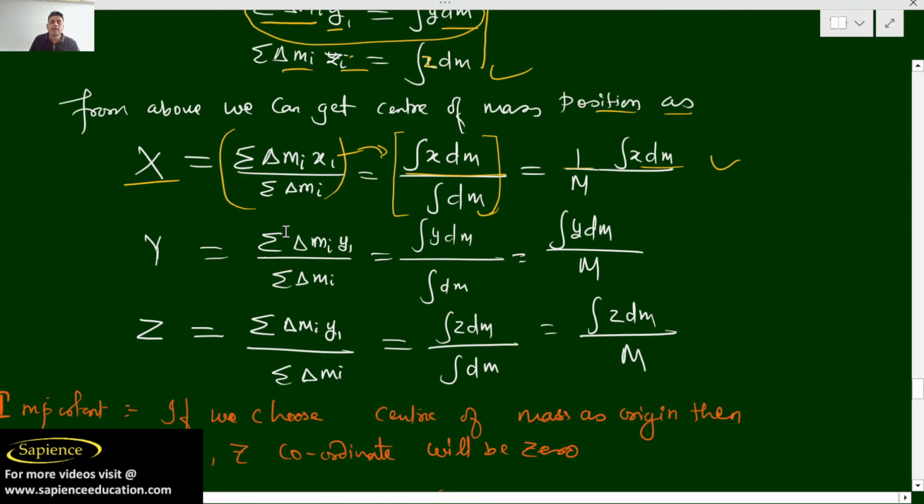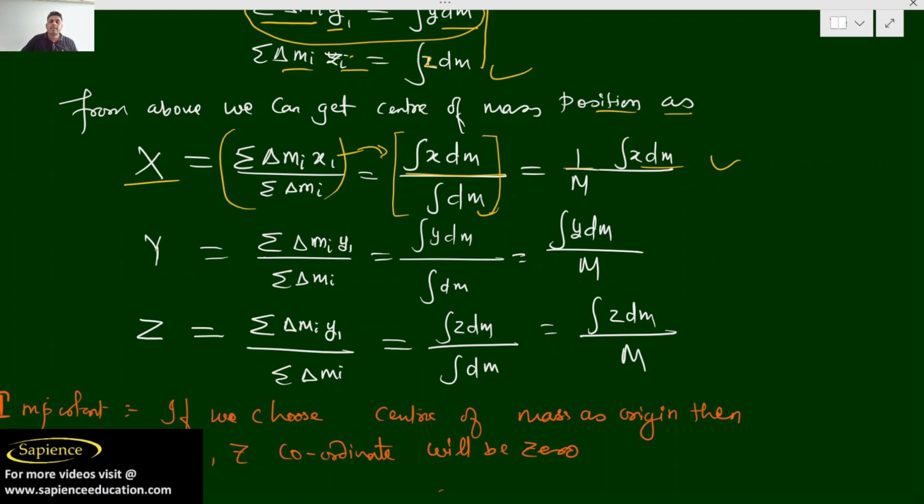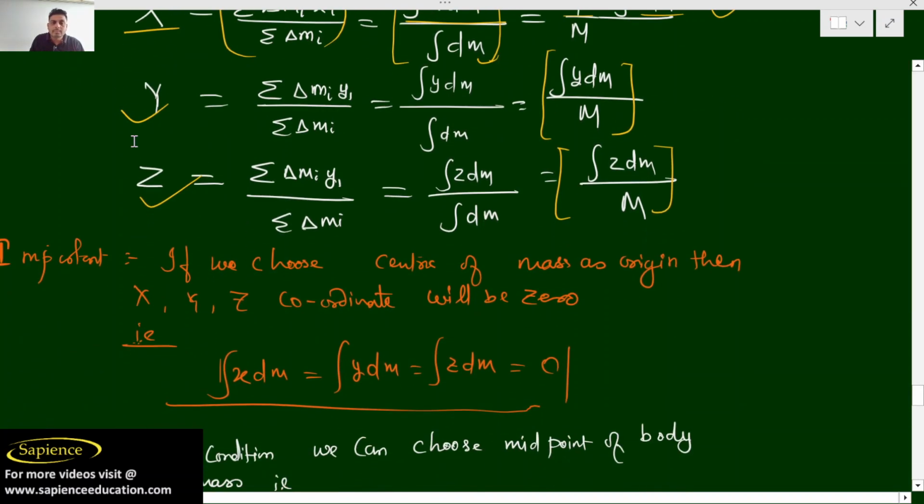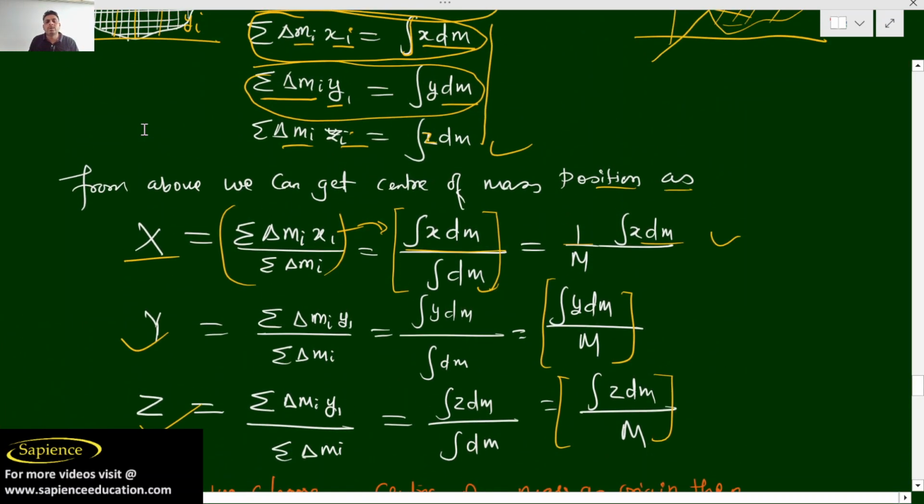Similarly, if you want the y coordinate, this will only happen for very small divisions, when you have so many particles. For that case, you can use this formula. If you want y, similarly we can use the integration of y dm divided by M, so that is y is equal to the integration of y dm by M. Similarly, z is equal to the integration of z dm divided by M. In this way we can find it for very small particles.